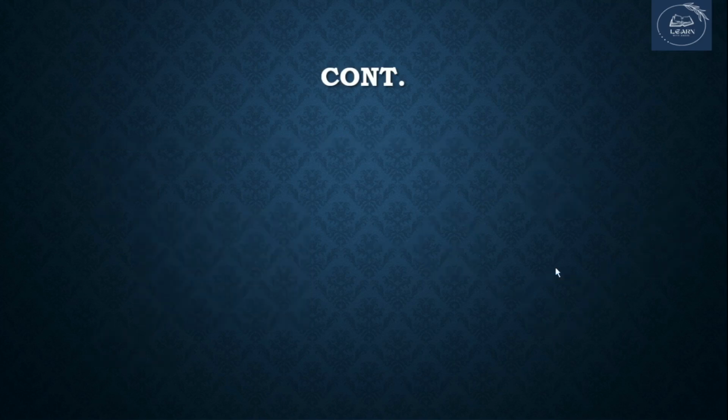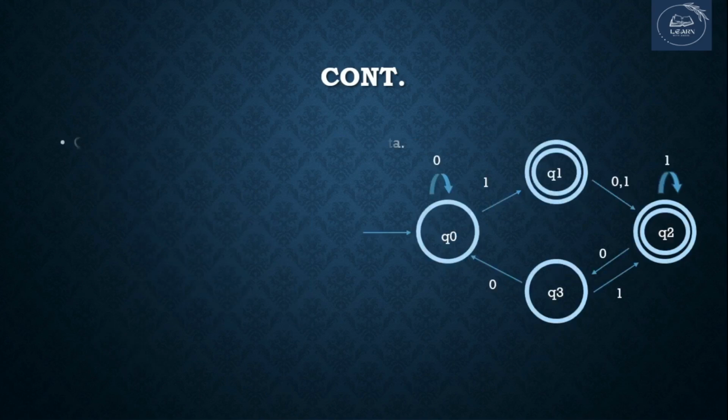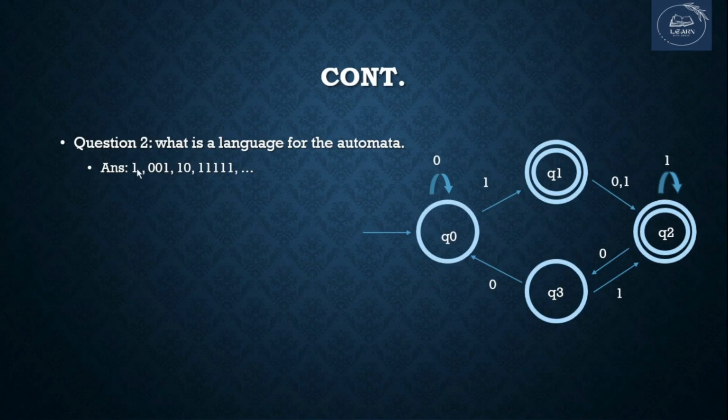Now moving on. The same automata. Question number 2. Just as we've done earlier, what is a language for the automata? As we've discussed already, we can see 1 is a language, 001 is a language, 10 is a language, and 11111 infinitely is a language. You can also pause the video now and see if you can get what is not a language, or get more examples of a language. So question number 2, what is not a language?